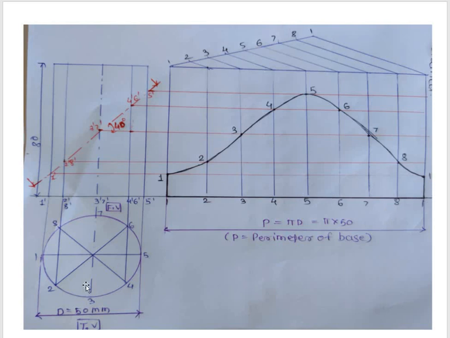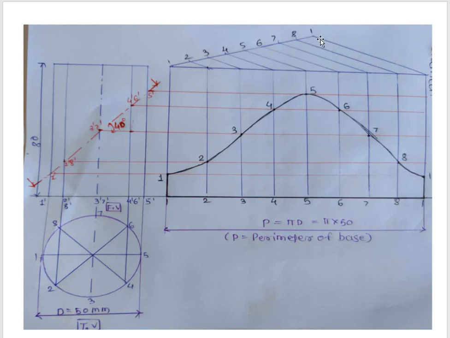And after this, as we have divided the circle into 8 equal parts, likewise you also have to divide this rectangle into 8 equal parts. So what is the procedure for that? Again draw one line making any inclination, and after that mark 1 2 3 4 up to the 8 points, 8 and again 1.